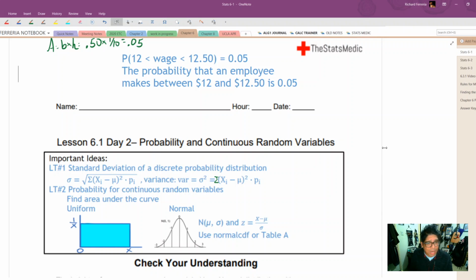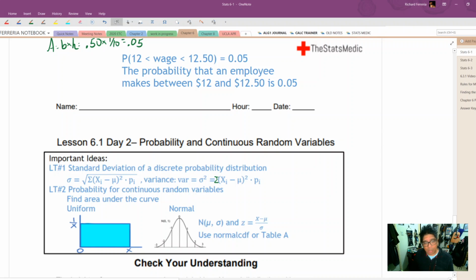Learning target 2 is how do we deal with continuous random variables? Well, first of all, we find the area under the curve. If we have a uniform distribution, remember that if the base is x units long, the height is 1 over x. And then for normal distributions, we're going to use all the normal stuff that we learned in, I think it was chapter 4 or chapter 3. Either way, we're using normal CDF or Table A. If you're in my class, I'm telling you to use normal CDF.